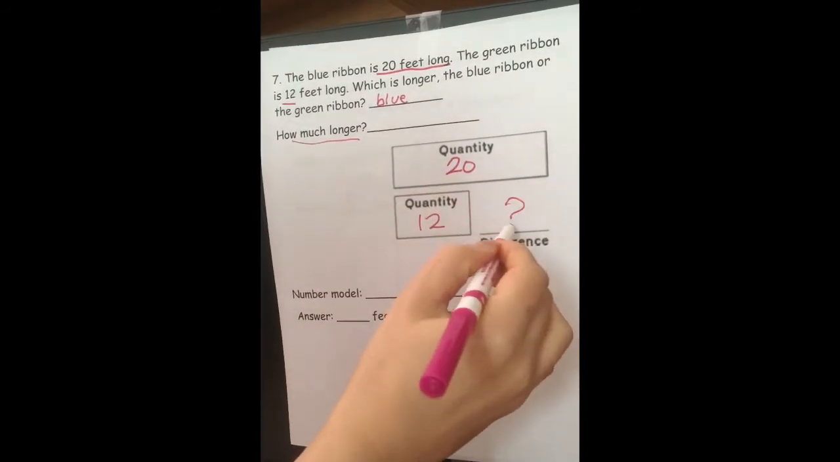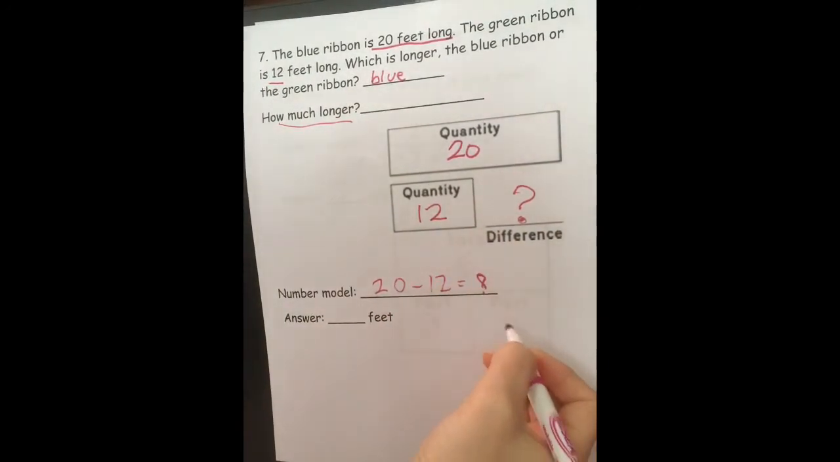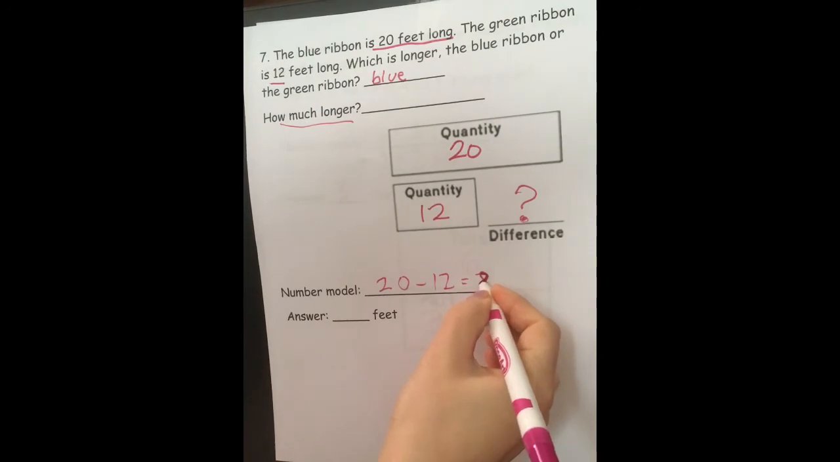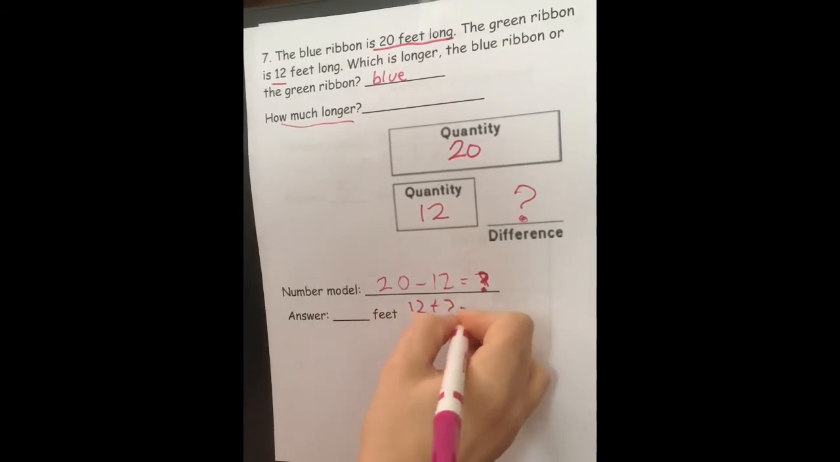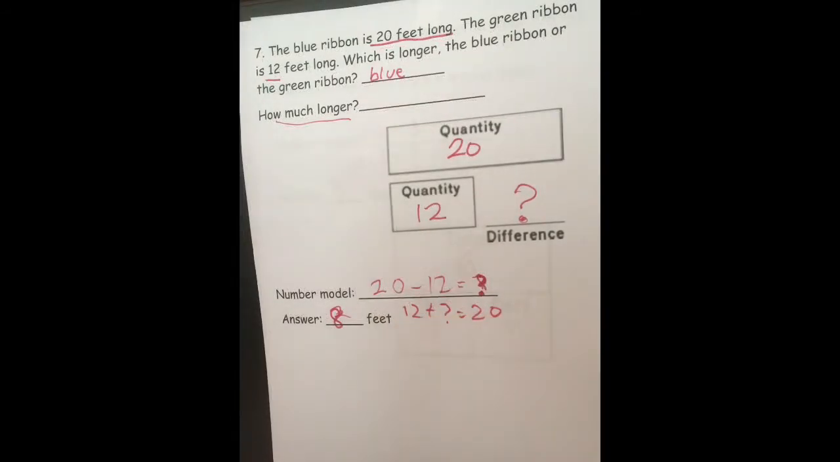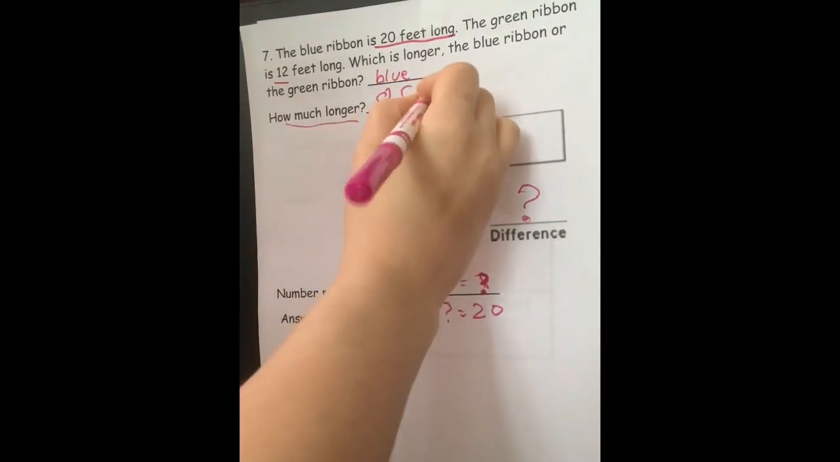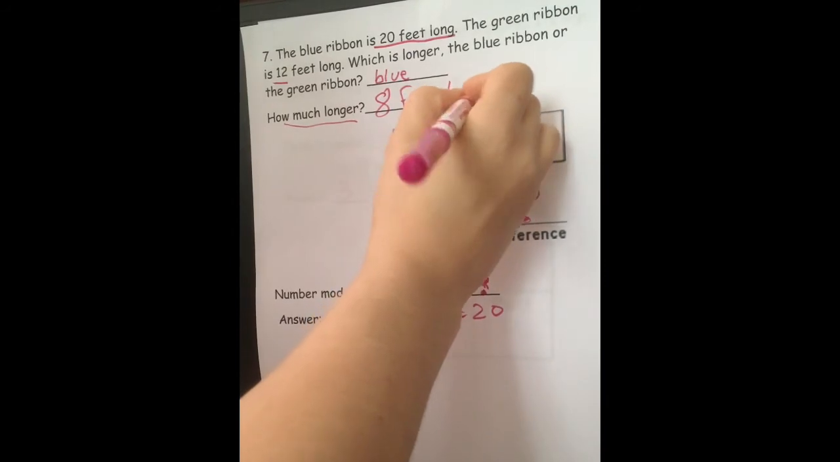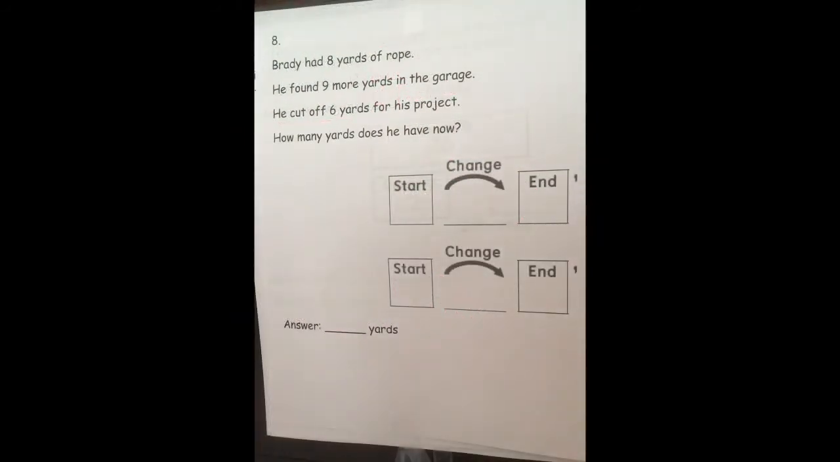So we put a question mark equals, our number model is 20 minus 12 equals question mark, or 12 plus question mark equals 20. Our answer is 8 feet longer. So much longer would be 8 feet longer.